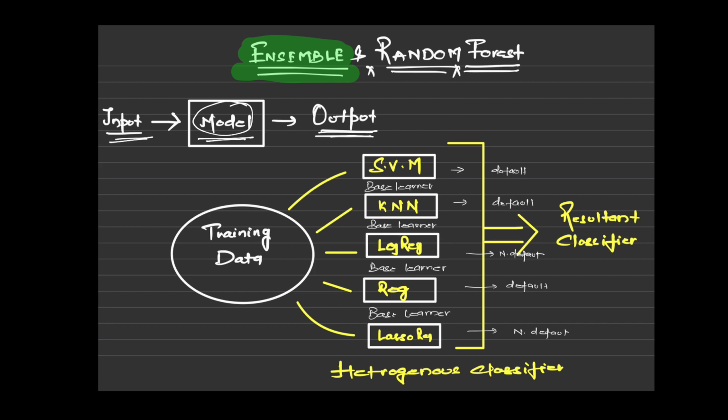But what if you want to use all the different models? Okay, so I want to use SVM, I want to use KNN, I want to use logistic regression, I want to use normal regression, I want to use lasso regression. So these are the different models, and I call these models base learners or my classifiers. Now this is my training data.